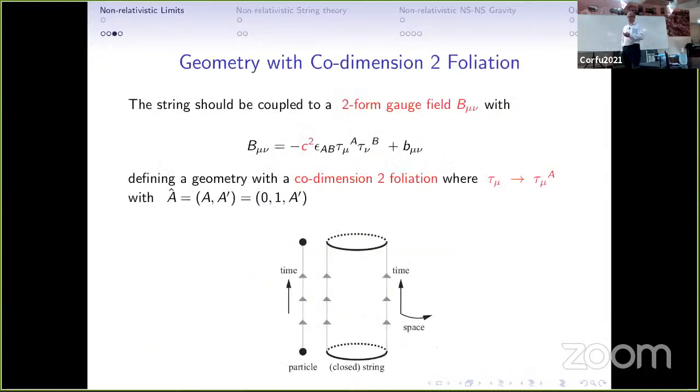Now, if you extend this from particles to strings, then there's a problem because again, in the string action, you get an infinity.